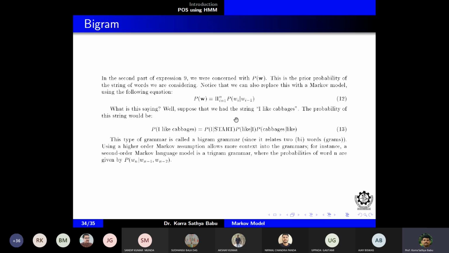There is an example given here: "I like cabbages". The probability of this string is the probability of I given the starting word, into the probability of like given I, meaning I followed by like, into the probability of cabbages given like. This is with respect to bigrams. This type of grammar is called a bigram grammar because it involves the occurrence of two words, and this is what we are interested in about the hidden Markov model.